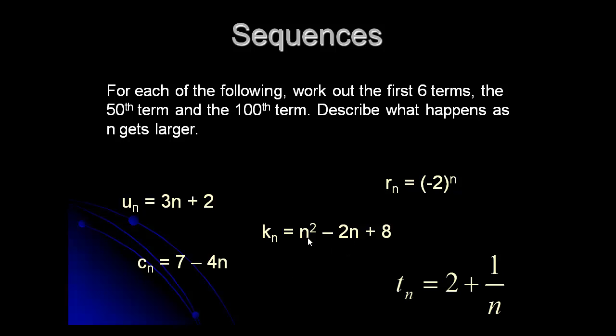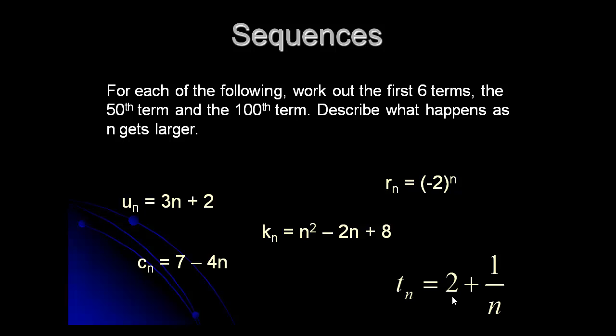We can see here we've got a quadratic. We're squaring the n here, so that's obviously going to give us quite big numbers when we get up to 50th and 100th terms. This minus 2 to the n is quite interesting. Hopefully what you notice there is with odd powers of n we get negative numbers, and with even powers we get positive numbers, and the sequence does something called oscillate either side of 0.